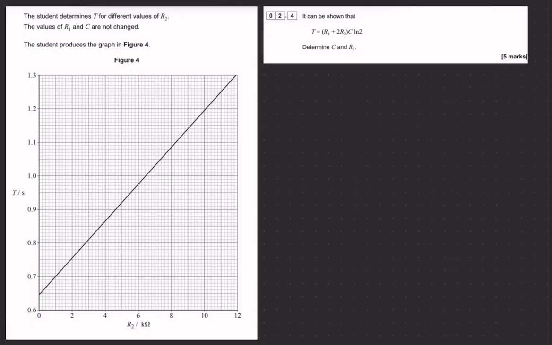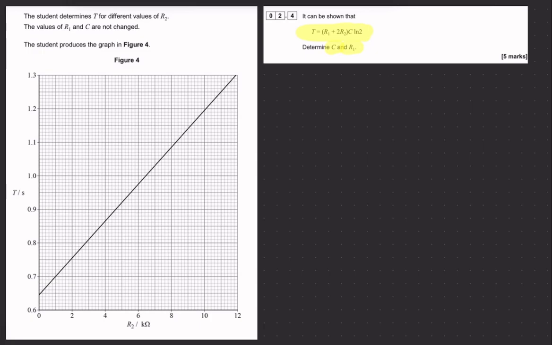Hi, in this video I'm going to show you how you can use the gradient and y-intercept of a graph in order to find unknown quantities. In the question, we've been given an equation here, and we've been asked to determine the values of both c and r1. Note that they've given us a graph, a nice straight line graph, so there should be a clue there that we're going to need to probably determine the gradient or the y-intercept, or perhaps both.